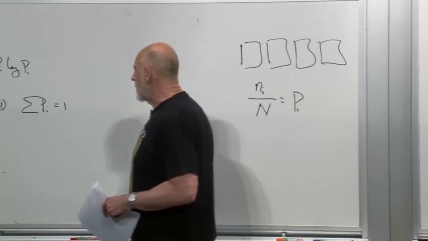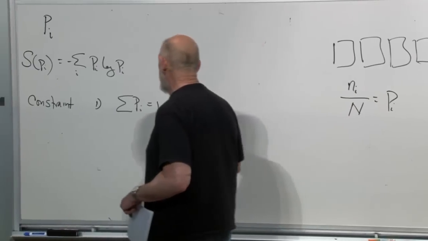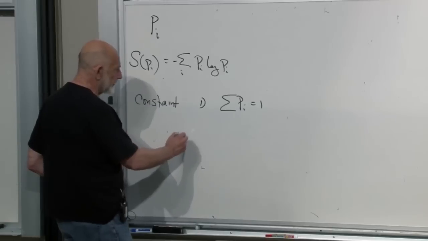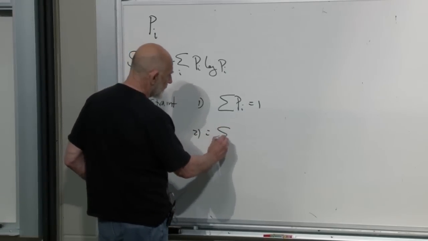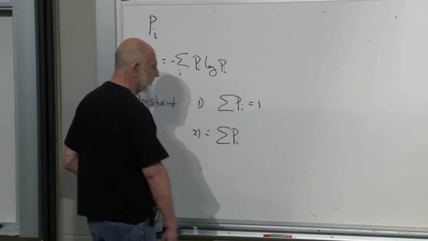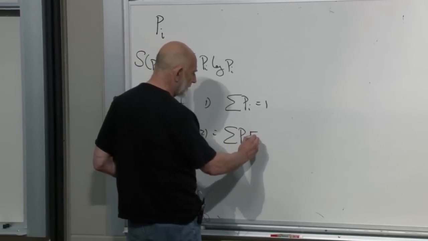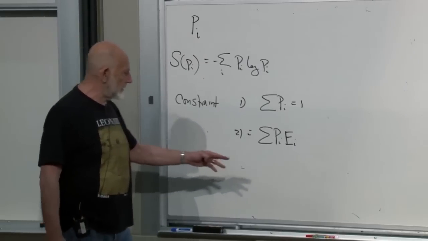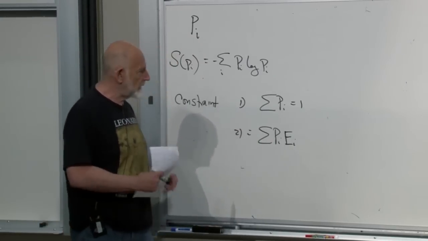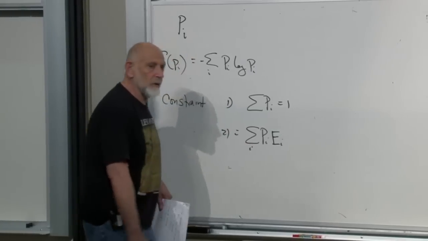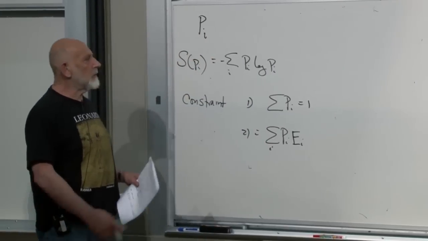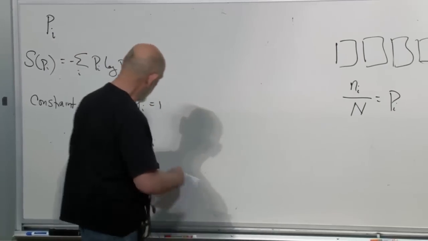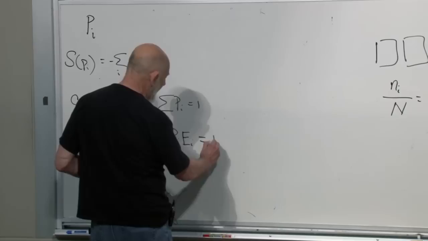So we assume the total energy is proportional to N, and the average energy in each subsystem then, too, is summation P sub i, E sub i, the probability that a system is in the ith state times the energy of the ith state. And what is that equal to? It's equal to the energy per box, the average energy per box. So we'll just call that E.